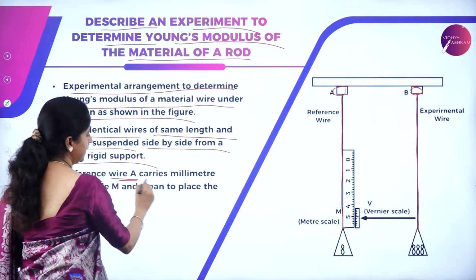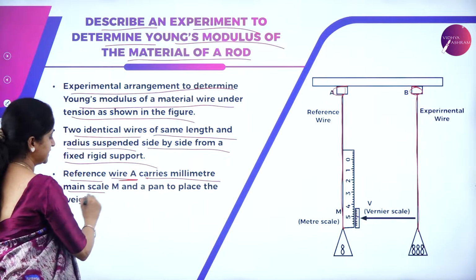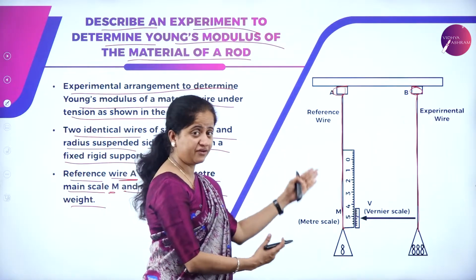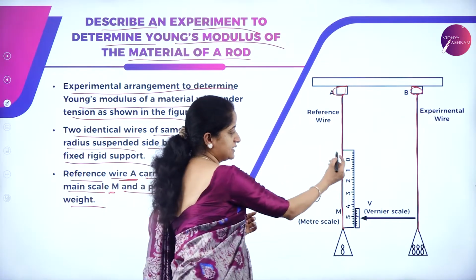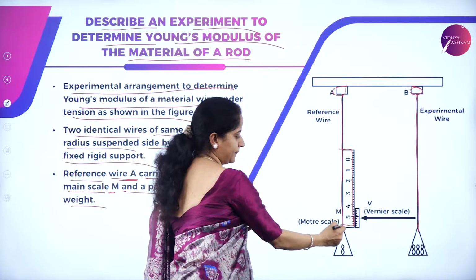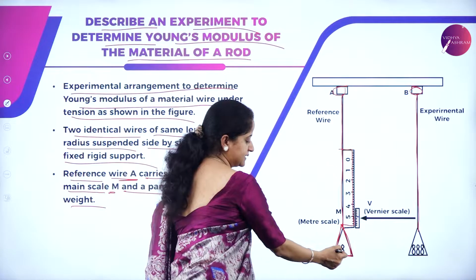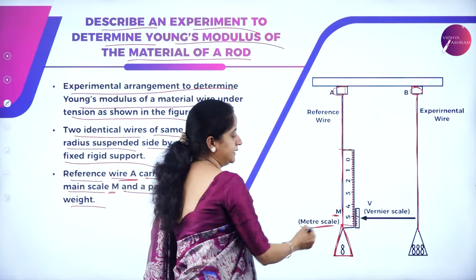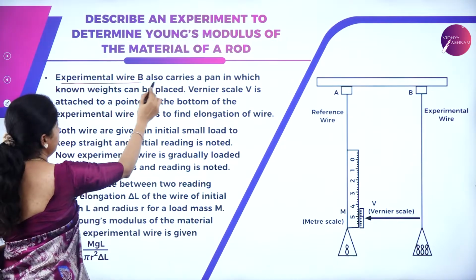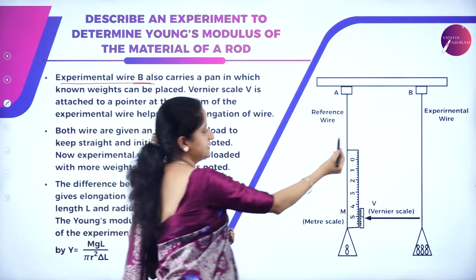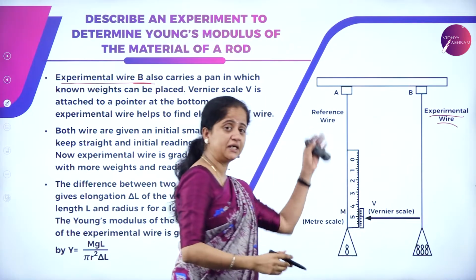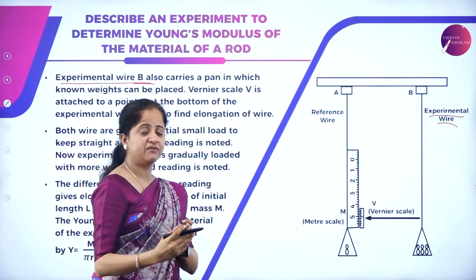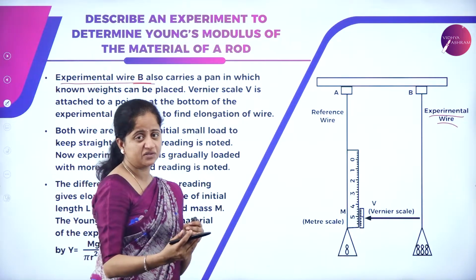The reference wire A carries a millimeter main scale M and a pan to place the weight. So this is the reference wire, attached with the millimeter scale and also a pan to place the weights. The main scale is denoted by M. Next, experimental wire B also carries a pan. You can see here, this is the experimental wire, because by keeping one wire as a reference, we are varying the load in the experimental wire so that we can find the extension produced in the other wire.